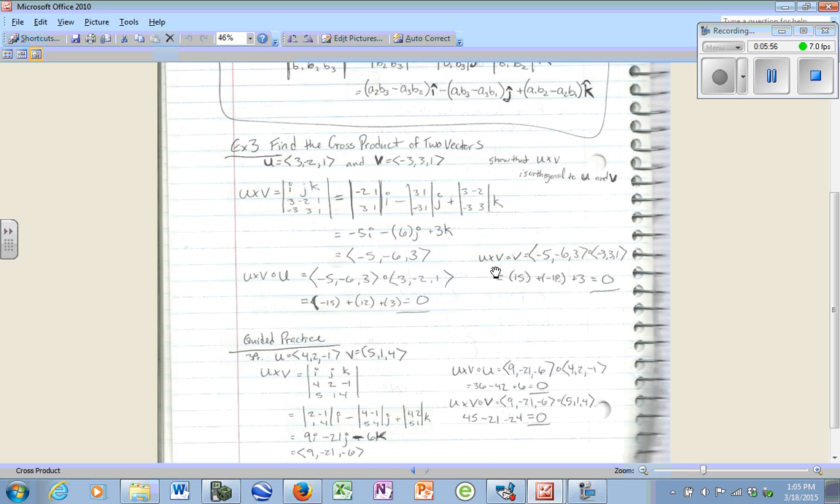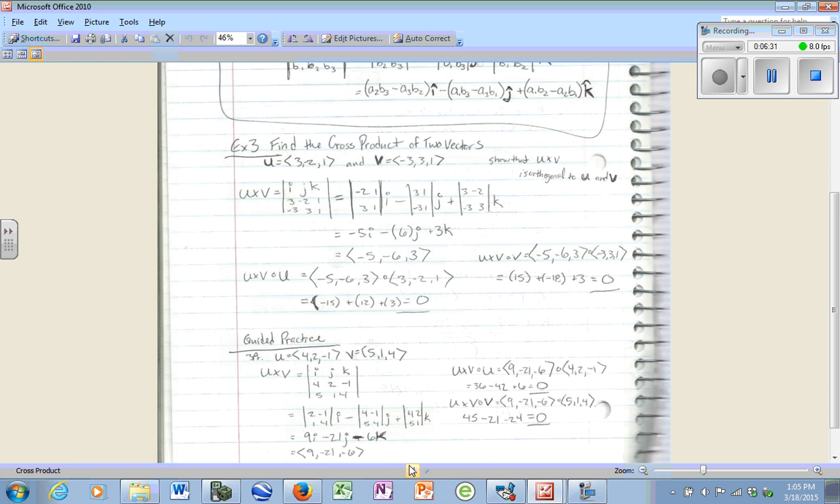Now let's go to vector v. And we find the same thing, using the cross product, negative 5, negative 6, and 3. And we're going to dot product that with vector v, with negative 3, 3, and 1. So we get negative 5 times negative 3 plus negative 6 times 3 plus 3 times 1. And again, we get 0, and that shows that both of our original vectors are orthogonal to our new one, the cross product. Okay, that's kind of the haps behind that one.